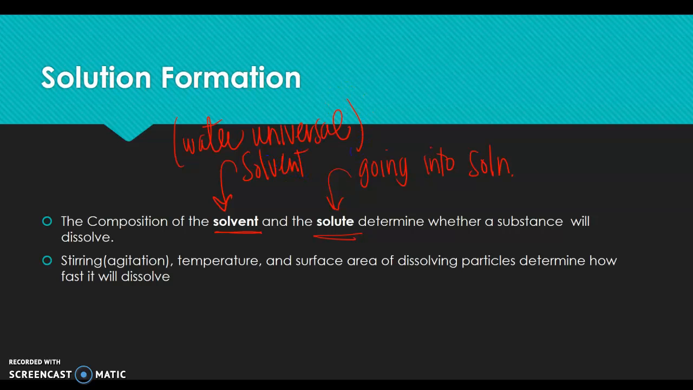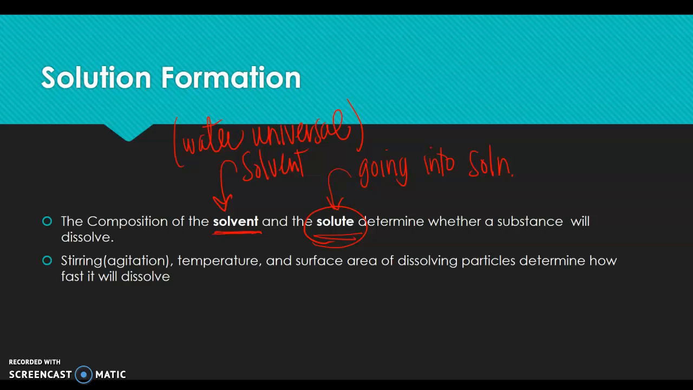An example of solvent and solute: let's say we're putting a Crystal Light packet in our bottled water. The actual Crystal Light packet would be our solute because that's going into it, and it's being dissolved into our solvent. Our solvent would be our bottled water. So that's solvent and solute.